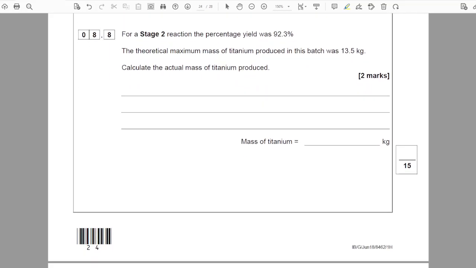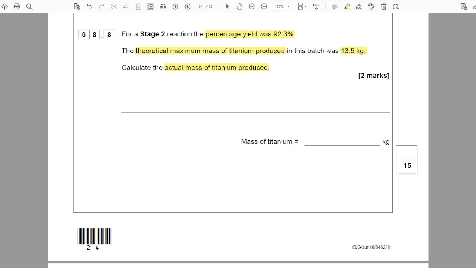8.8. For a stage 2 reaction, the percentage yield was 92.3%. The theoretical maximum mass of titanium produced in this batch was 13.5 kilograms. Calculate the actual mass of titanium produced. The equation for percentage yield is the real mass produced divided by the theoretical mass multiplied by 100.